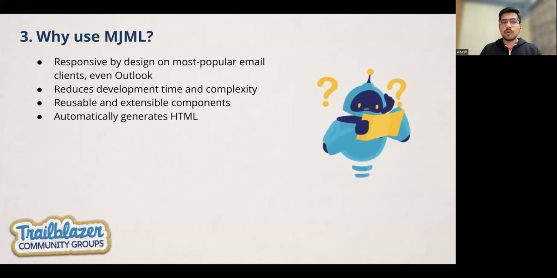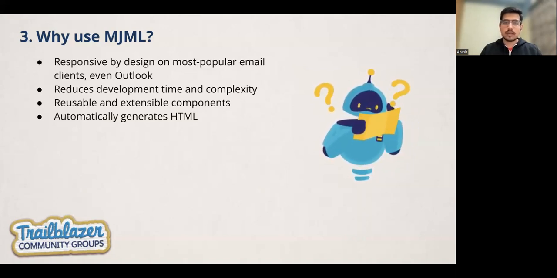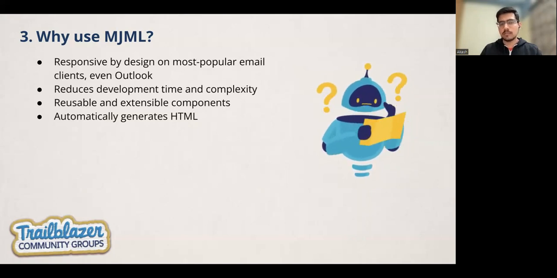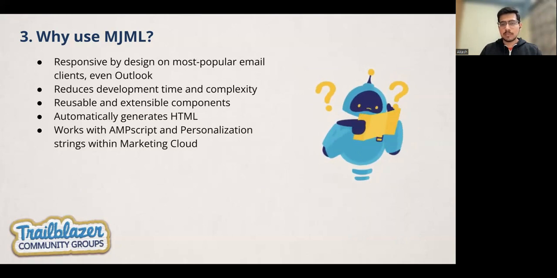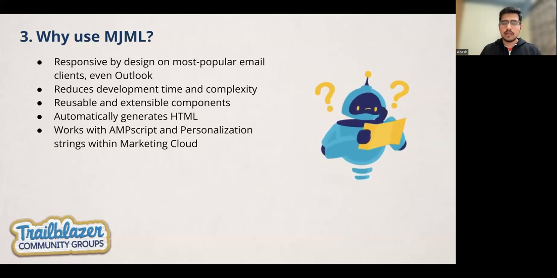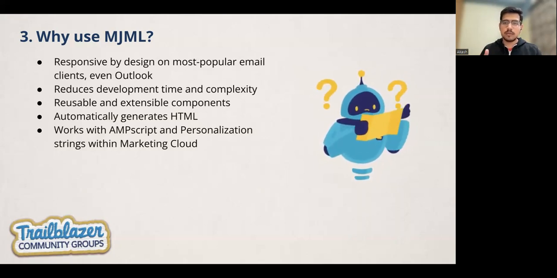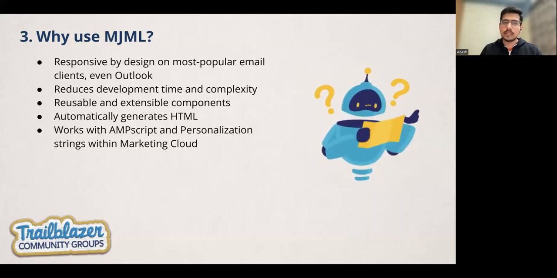And fourth point is it automatically generates HTML for you, which is compatible and also responsive at the same time. And the best part about it is it also works with AMP script and personalization strings. So if you're already working with HTML, the way you use AMP script in combination with HTML, the same you can do with MJML as well.